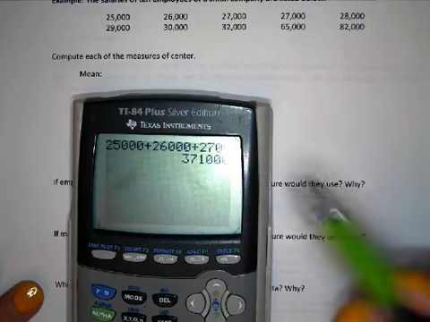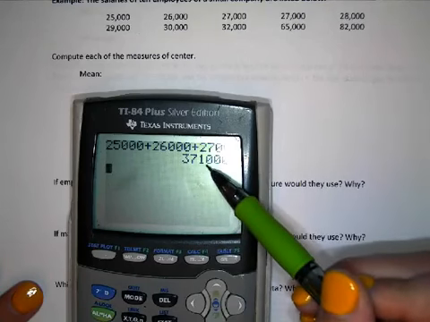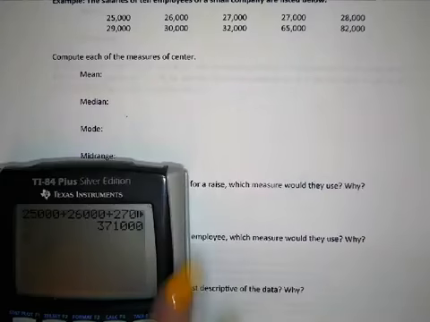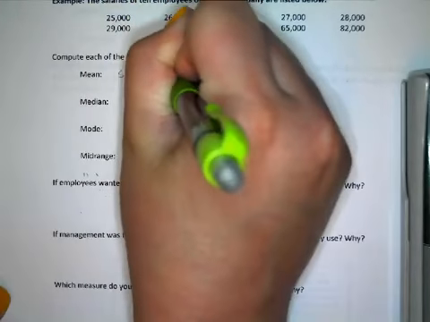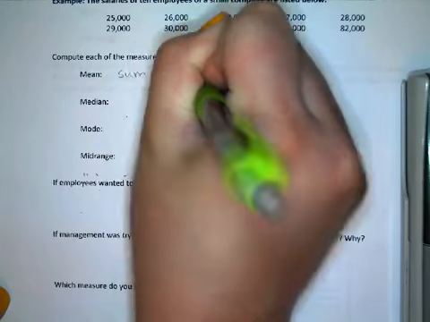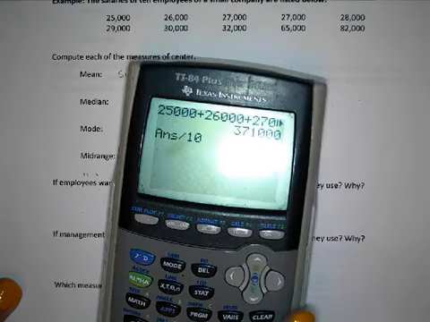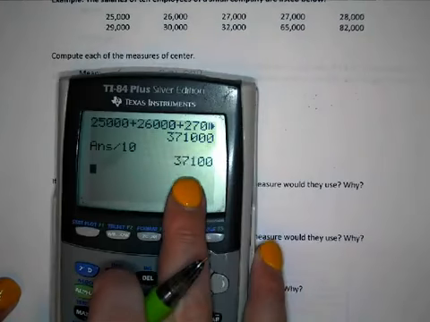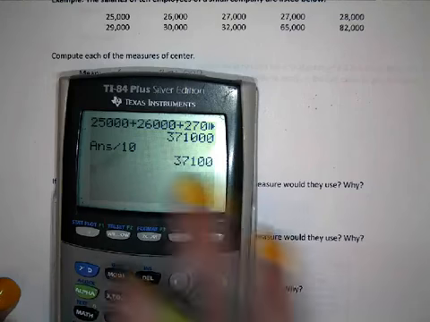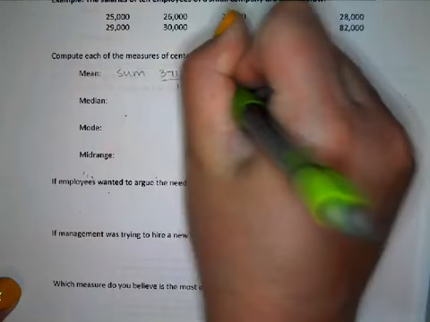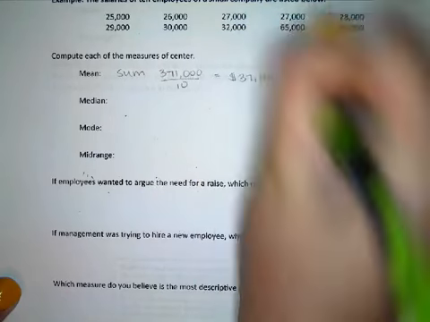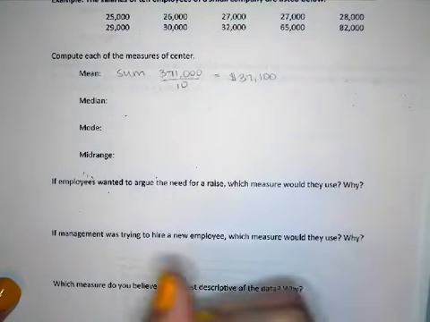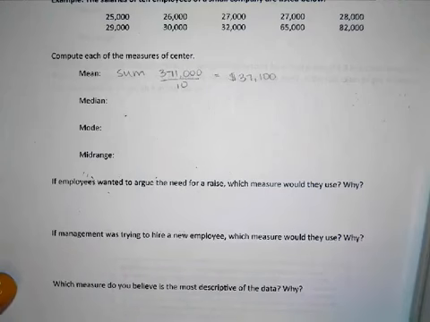So we have $371,000 total. And when I'm showing my work, I often write that out. So my sum was 371,000 total, and I'm going to divide it by 10 because there are 10 salaries. And so the average, the mean would be 37,100. And we'll talk a little bit more later on in the notes about why I caught myself when I said average.